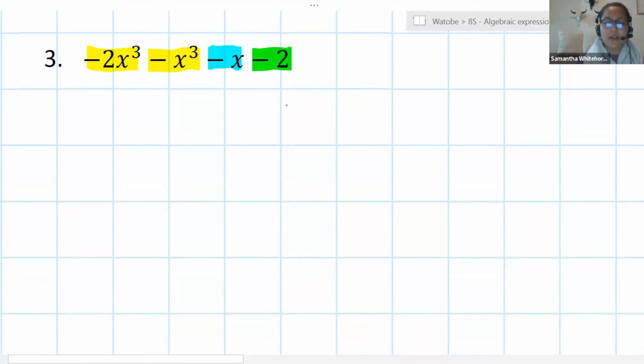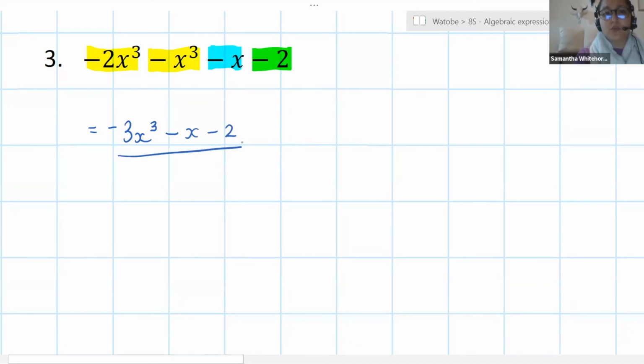Well done. So the minus 2x cubed minus another x cubed is exactly as you said, the negative 3x cubed. And then because the minus x and the minus 2 don't have any terms that are like to them, we just put them there. They're still part of the expression. We're just not adding or subtracting anything to it, which is cool. We're not always going to do something with every single term or simplify every single term. So our final answer here is the negative 3x cubed minus x minus 2.